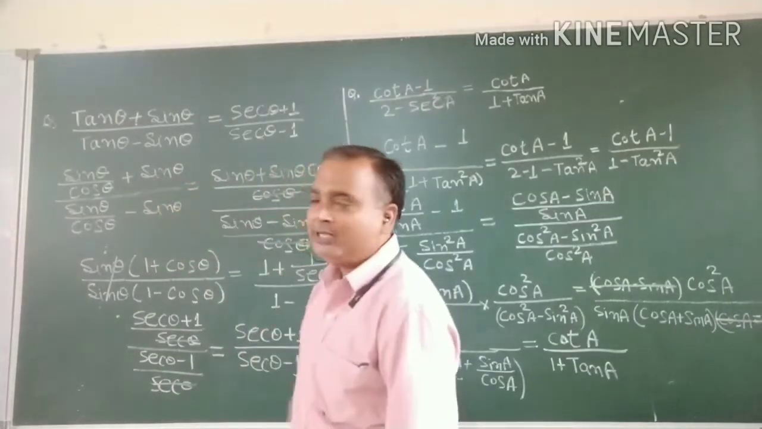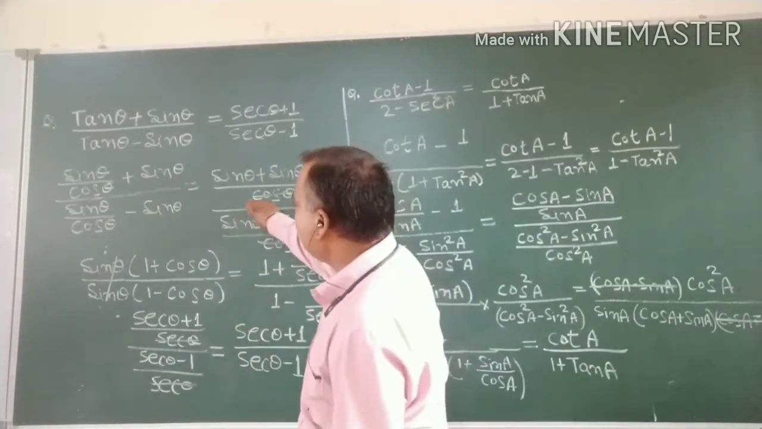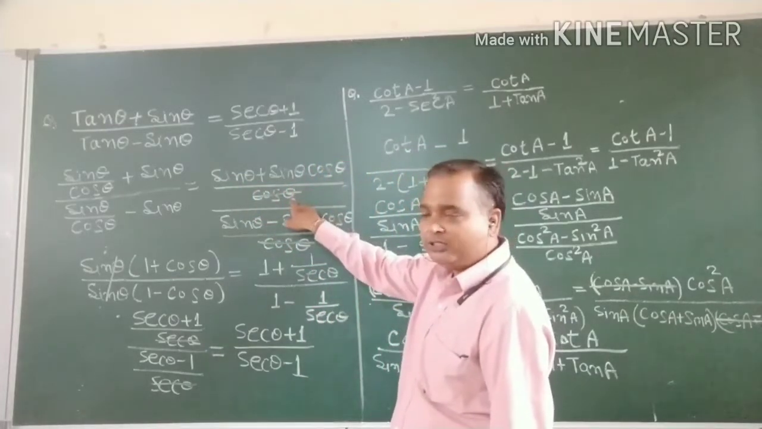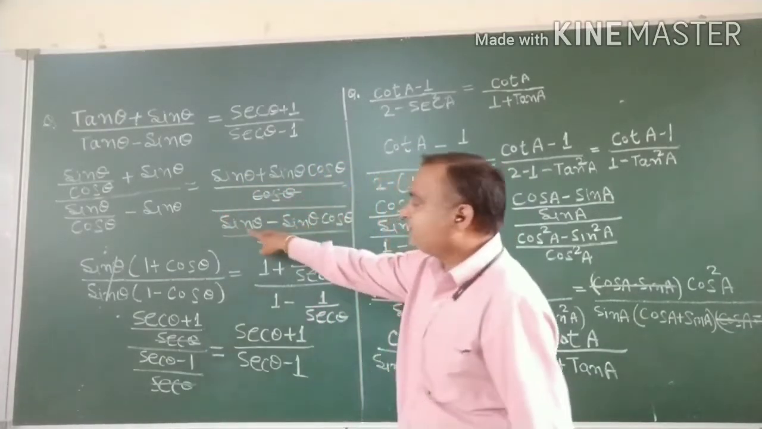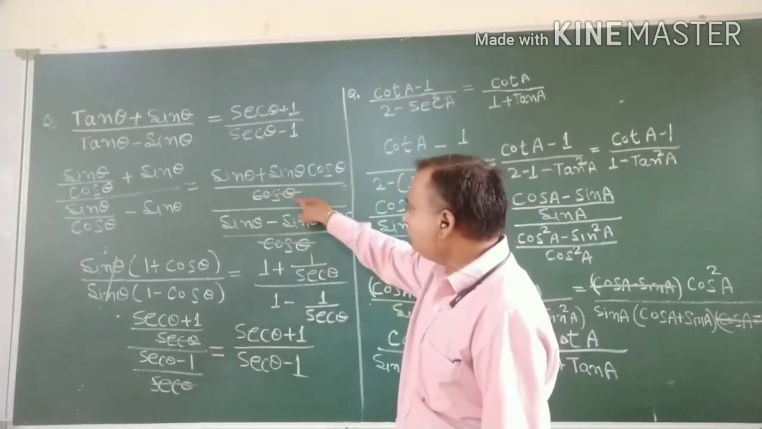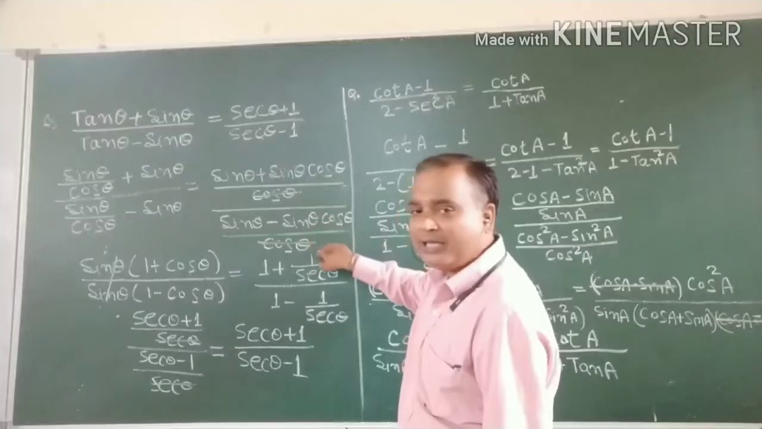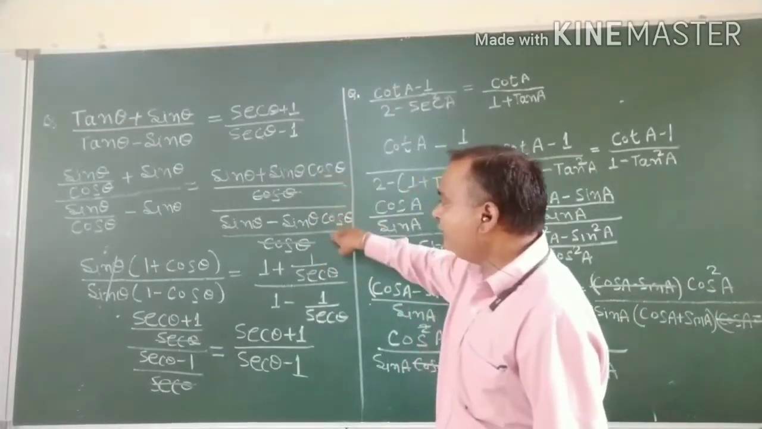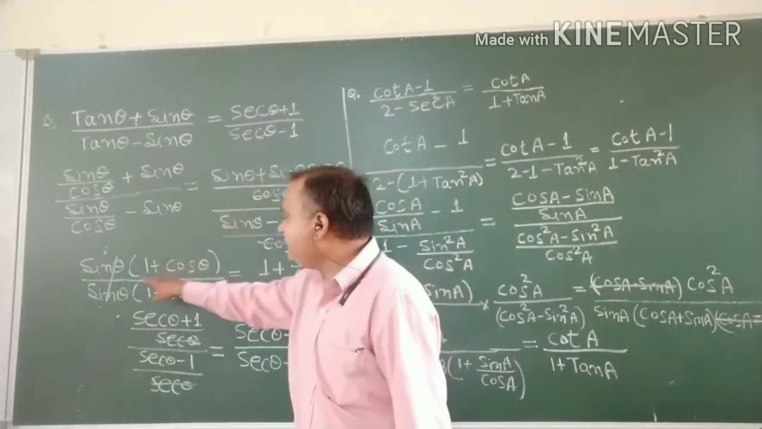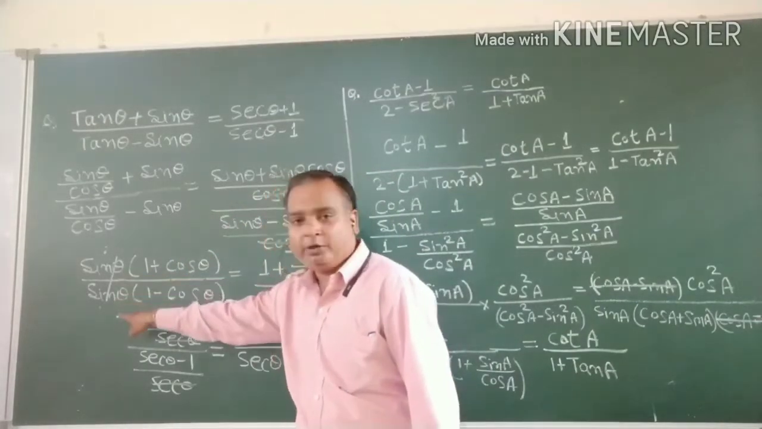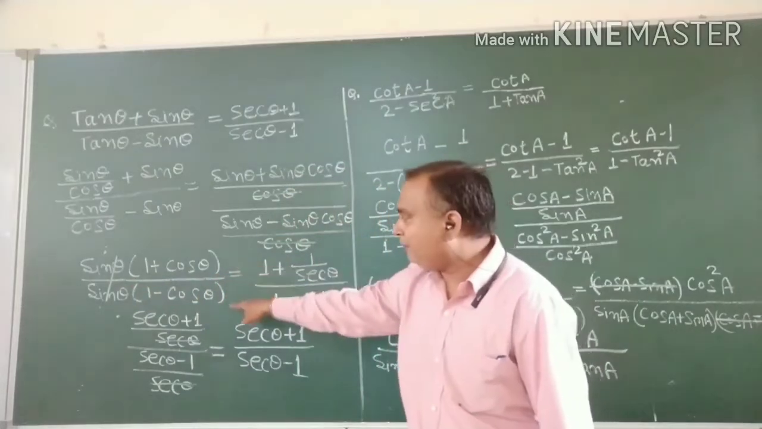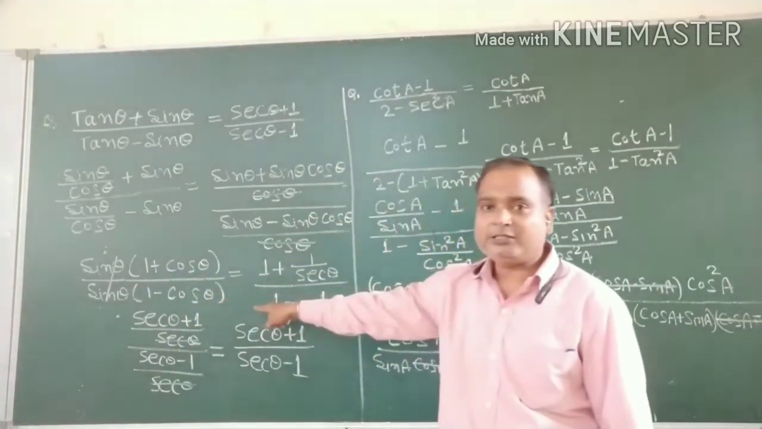Now let's take the LCM. So the LCM will be cos theta. So that is (sin theta plus sin theta cos theta) upon cos theta divided by (sin theta minus sin theta cos theta) upon cos theta. Now the cos theta and cos theta will be cancelled from numerator and denominator. Can we take common sin theta? Yes. So when we take sin theta common from numerator and denominator, that is sin theta into (1 plus cos theta) upon sin theta into (1 minus cos theta).